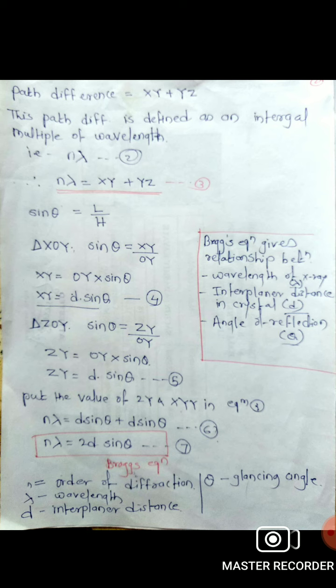Then put the value of ZY and XY in equation number 3. N lambda is equal to XY plus YZ. After putting this value, the equation is n lambda is equal to d sin theta plus d sin theta. Then n lambda is equal to 2d sin theta. This is the Bragg's equation. N is the order of diffraction, lambda is the wavelength, d is the interplanar distance, and theta is the glancing angle. This Bragg's equation gives a relationship between wavelength of X-ray, interplanar distance in crystal, and the angle of reflection. This is all about Bragg's equation.